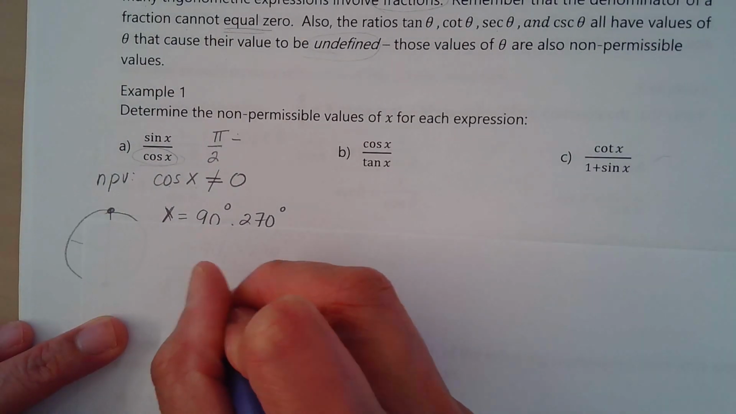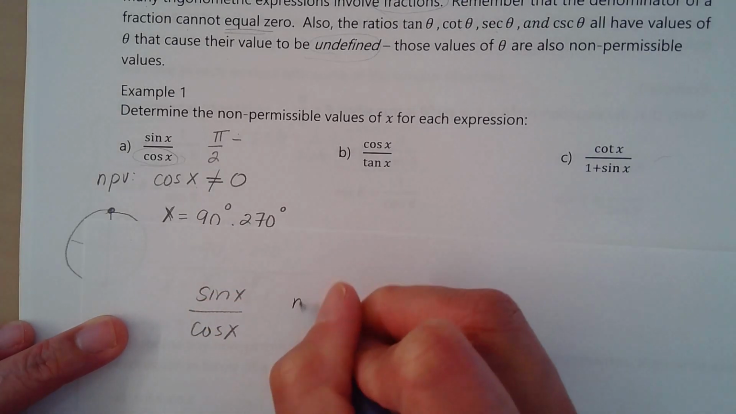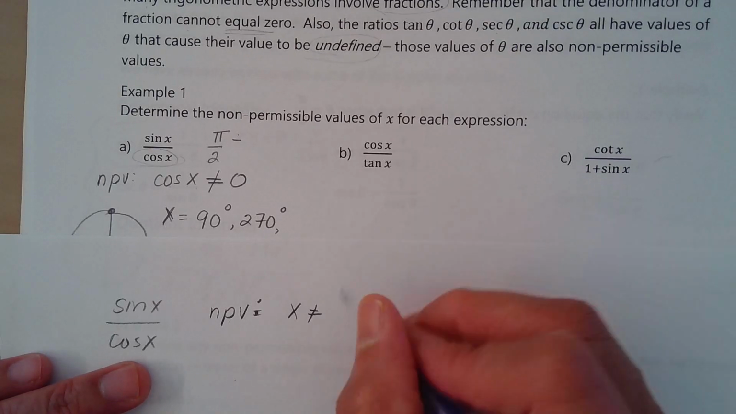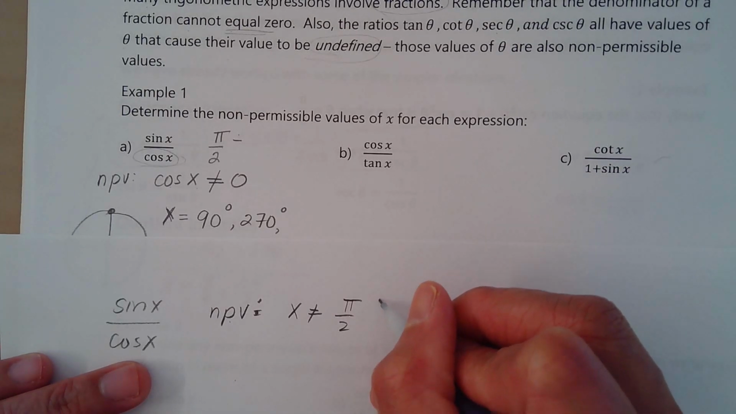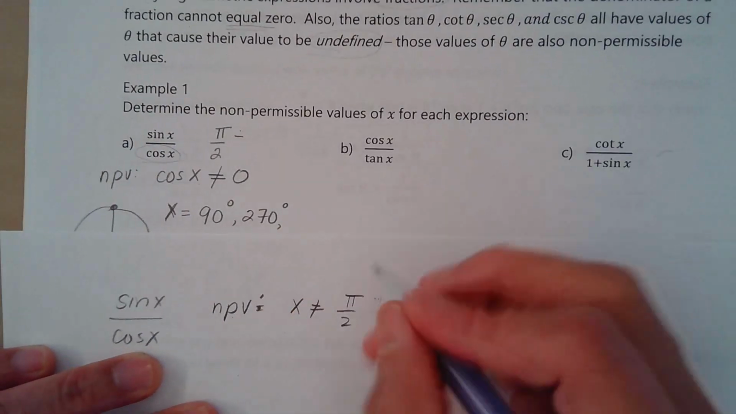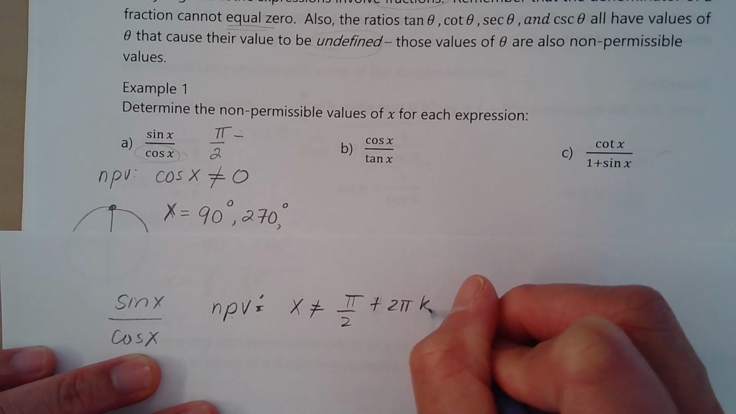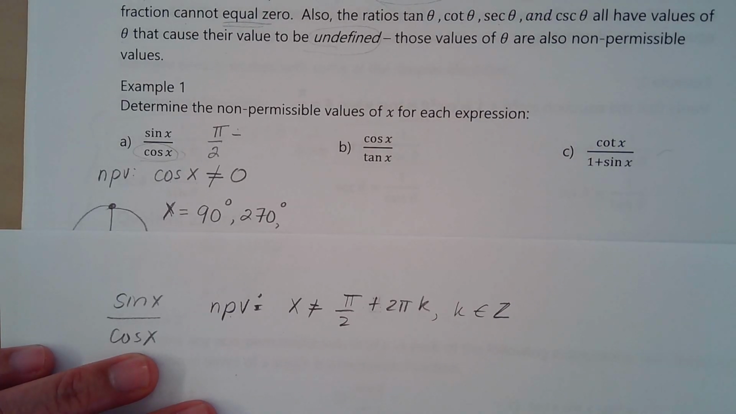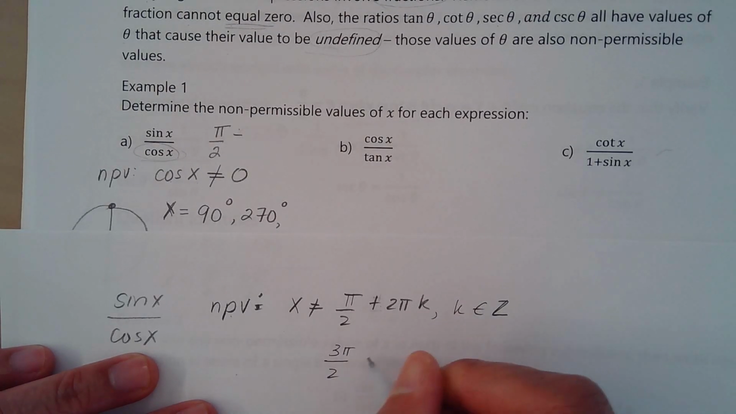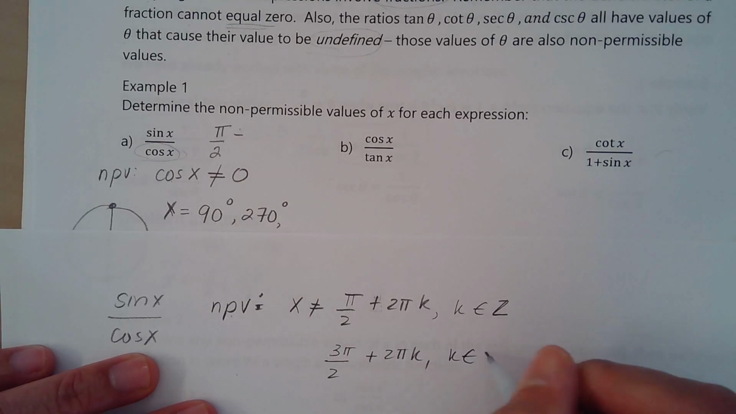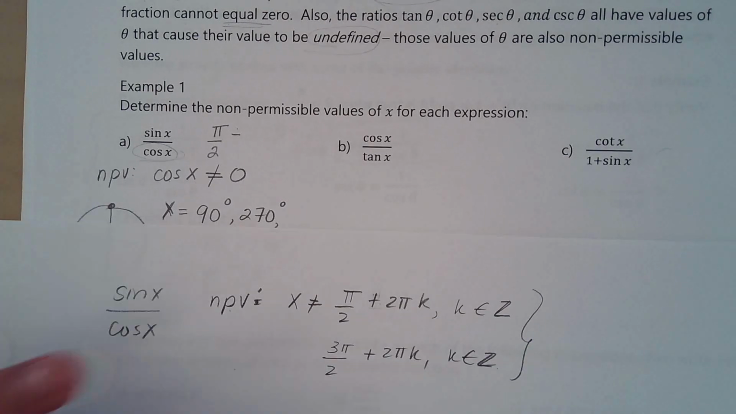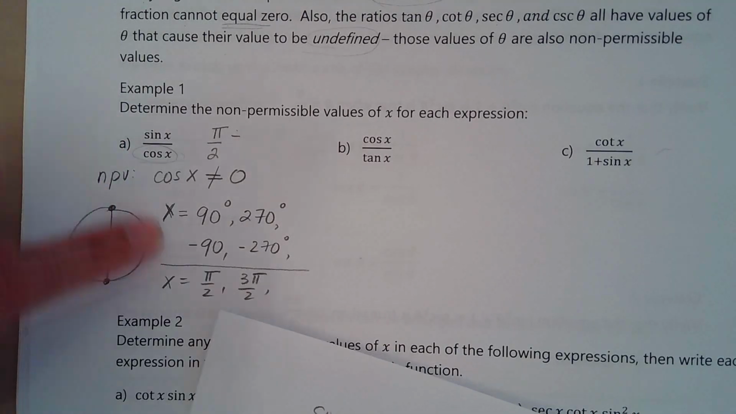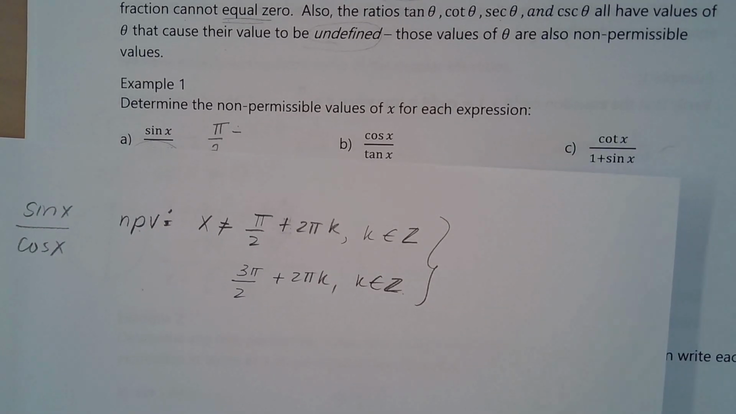We can say sine of x over cos of x, non-permissible value, x cannot equal pi halves plus 2 pi times k, where k is an element of an integer. What's the other one? 3 pi halves plus 2 pi k, k is an element of integer. So these 2 together will take all of those terminal angles.